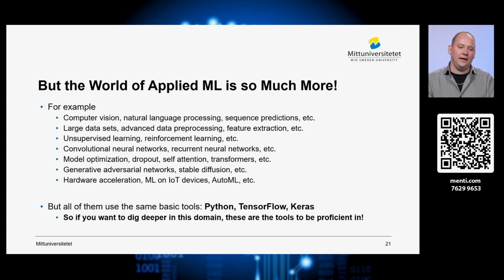So this world is very large, and there's a lot of stuff happening in this domain right now. And it's hard to go through all of this because they're both very advanced mathematically and scientifically, right? But one thing that you should know and understand from this is that all of them use the same basic tools. Almost all of these use Python, TensorFlow, Keras. So if you really want to be good in this domain and dig deeper, these are the tools to be proficient with. If you want to become a good data scientist, AI, machine learning coder, developer, these are the tools that you need to be proficient with and learn more about.